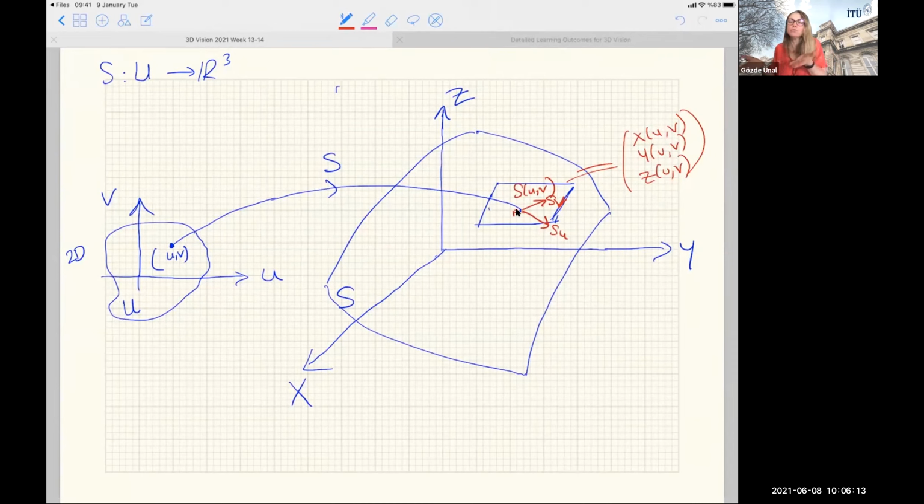I need to define two tangent vectors, and I can go with S_u and S_v. These are vectors, of course, right? These are tangent vectors. Of course, there are infinitely many arbitrary tangent vectors on that plane, but according to my S(u,v) parameterization, I can find two tangent vectors. Once I have a tangent plane, great, now I can look at the normal of that plane, and I can define the normal to my surface.